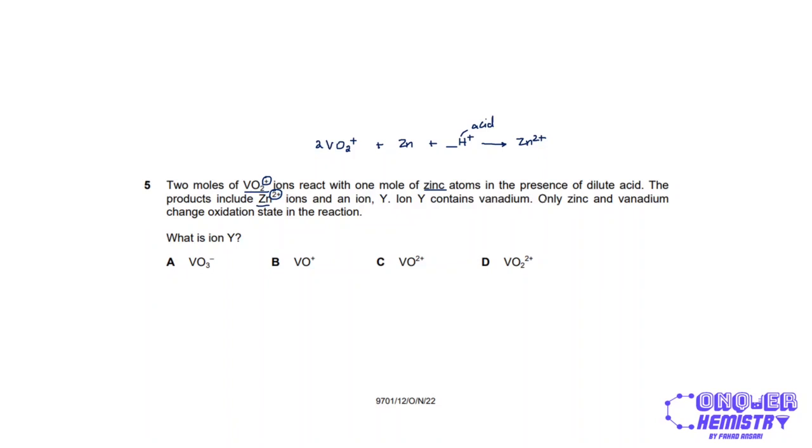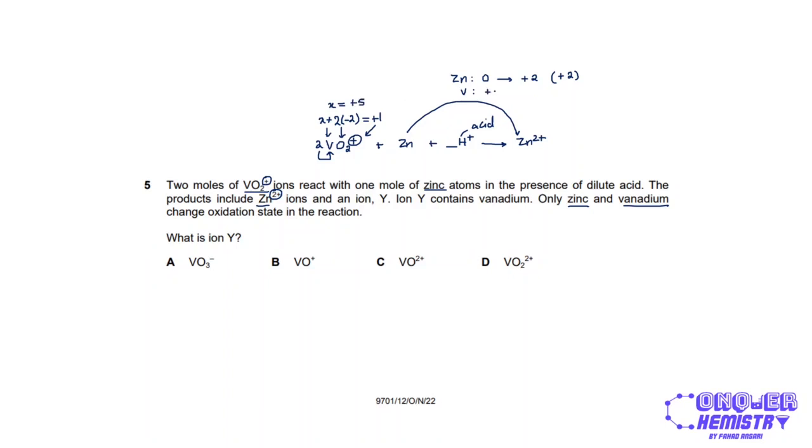We need to find out what the oxidation state changes are, because it says over here that only zinc and vanadium change oxidation state. So over here you can see that zinc is going from 0 to plus 2, right? So that is a gain of 2 in the oxidation state. Now for vanadium, we know that there are 2 moles of vanadium over here. And we need to find out the oxidation state of vanadium first. So we know that this is oxygen, 2 times negative 2. Vanadium, let's say this is X. And these add up to give us the charge on the ion, which is plus 1. All right. So if you solve this equation, X turns out to be plus 5.